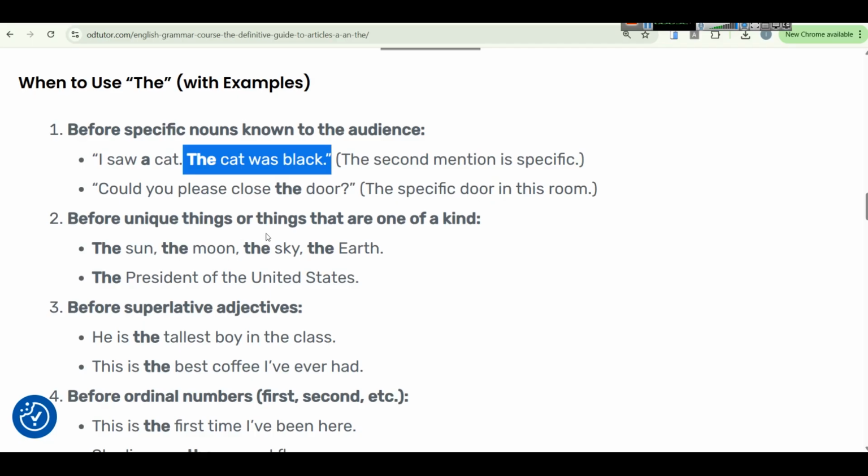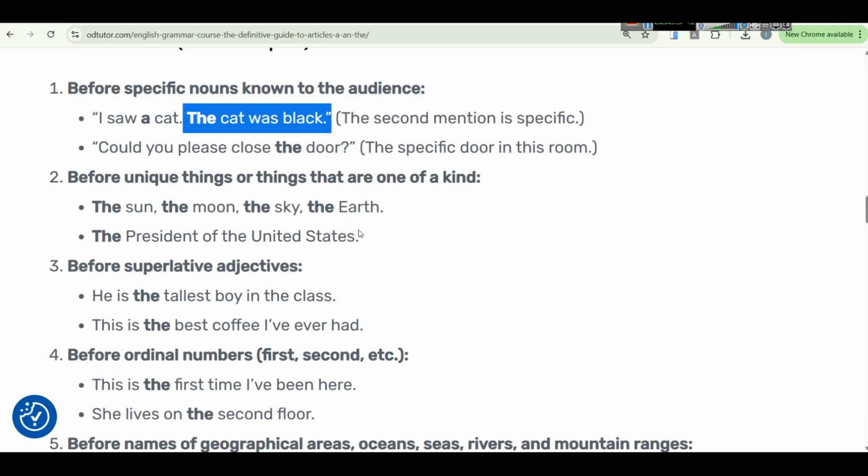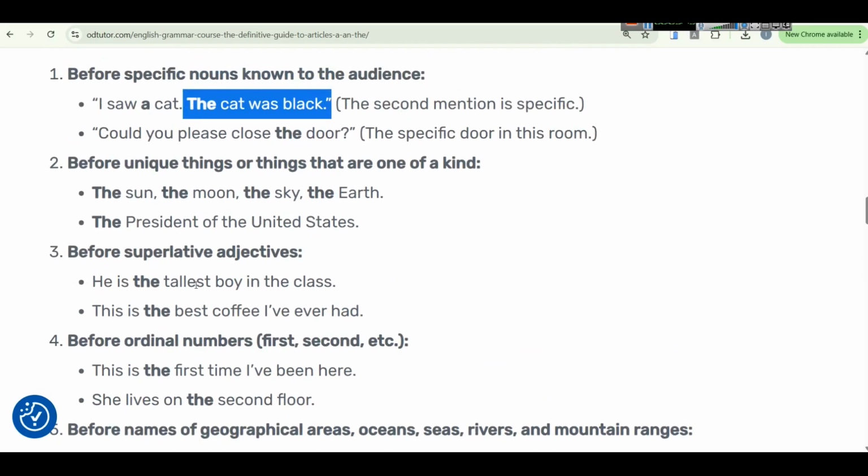Before unique things or things that are one of a kind: the sun, the moon, the sky, the earth, the president of the United States. These are all one of a kind. We can also use it before superlative adjectives. He is the tallest boy in the class. This is the best coffee I've ever had.